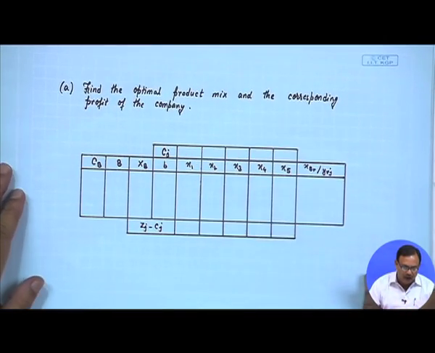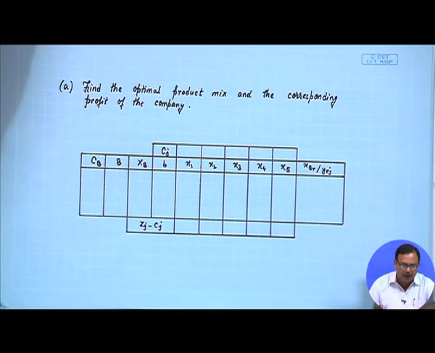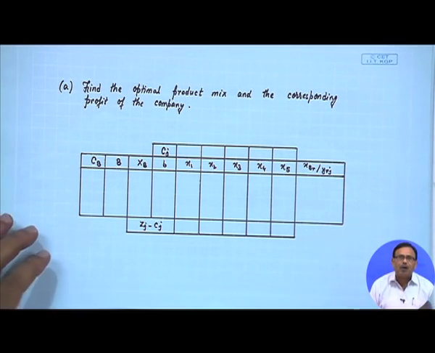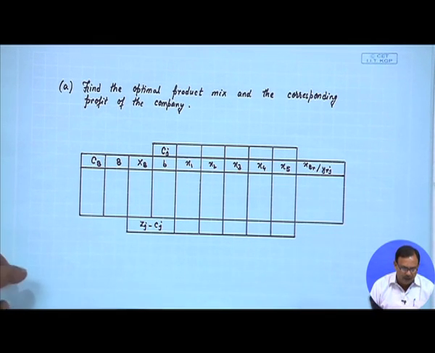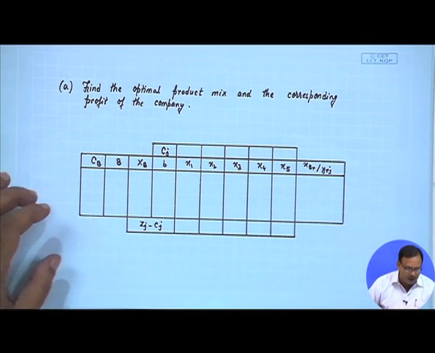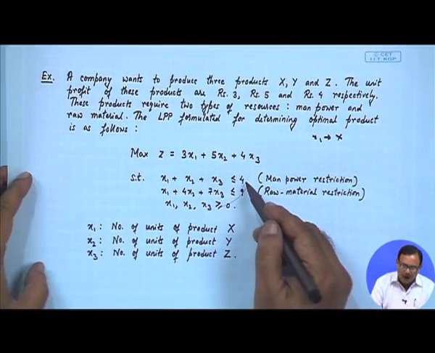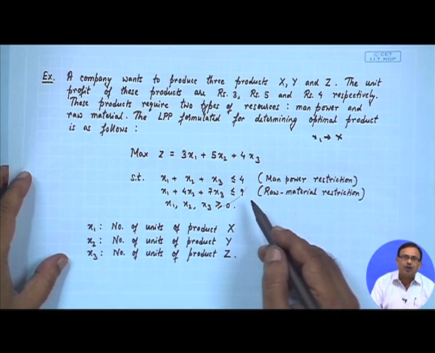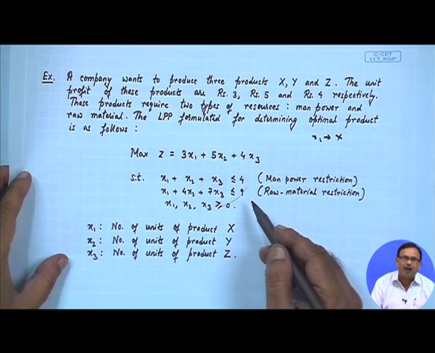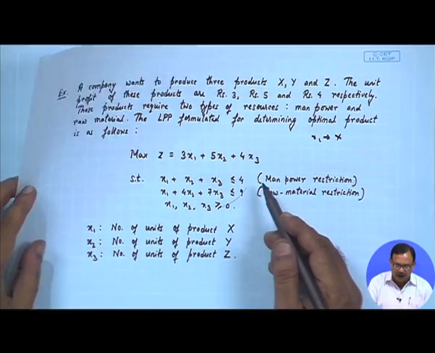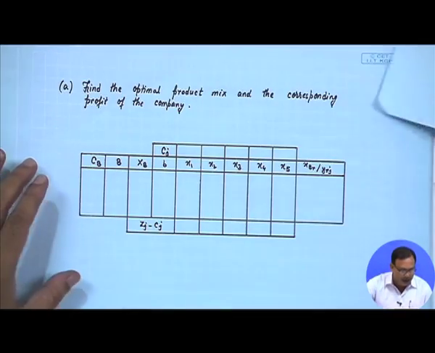The first one is, find the optimal product mix and the corresponding profit of the company. Or in other words, just find out the solution of the simplex problem we have given. Your simplex problem has 2 less-than-or-equal constraints, so whenever I write it in the standard form, I have to add 2 slack variables, x4 and x5.